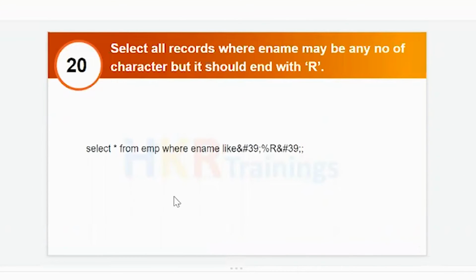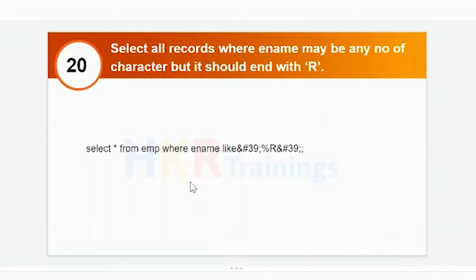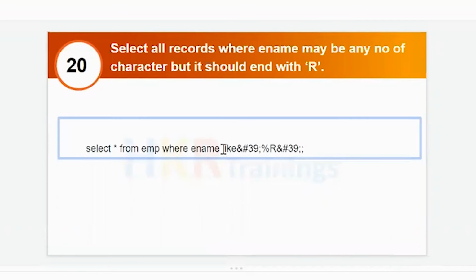Now the next question: select all records where ename may be any number of characters, but it should end with R. So what it is saying here is all records where ename may be any number of characters, but it should end with R. We have already discussed this: when we try to find the start of a string, or the end of a string, we use like, because it is a string that we are talking about.